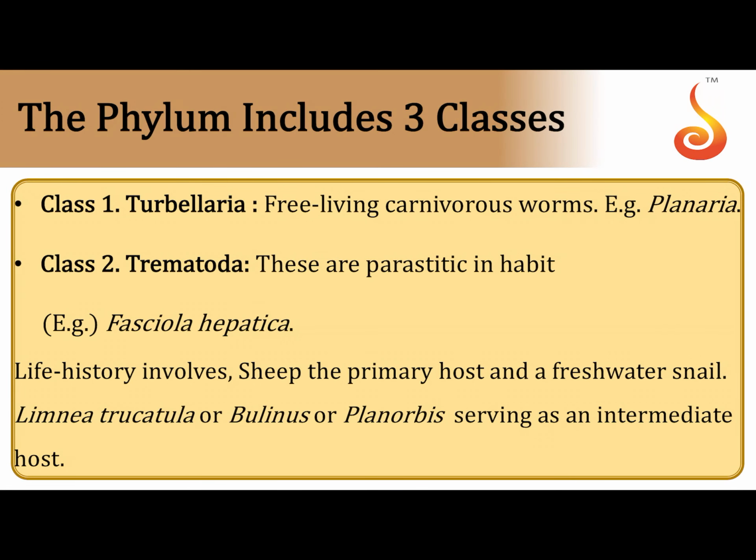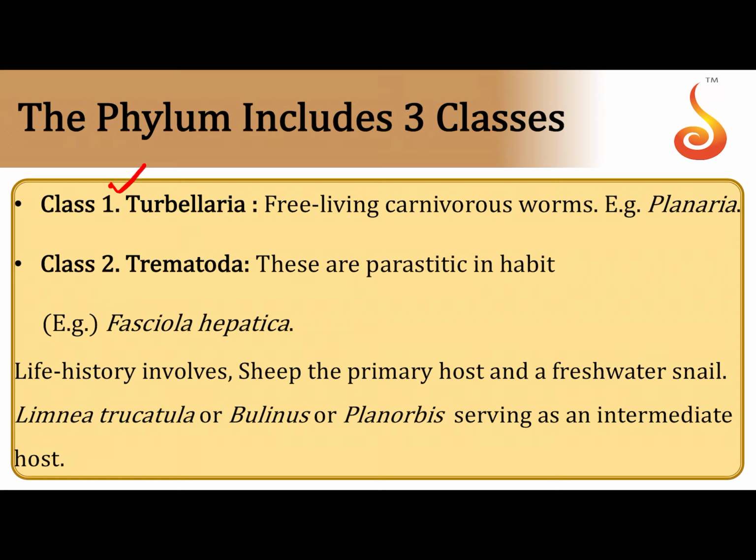The members of phylum Platyhelminthes. So we are going to discuss the classification of phylum Platyhelminthes. Now phylum Platyhelminthes can be divided into three major classes: Turbellaria, Trematoda and Cestoda. The first one is referred to as Turbellaria.